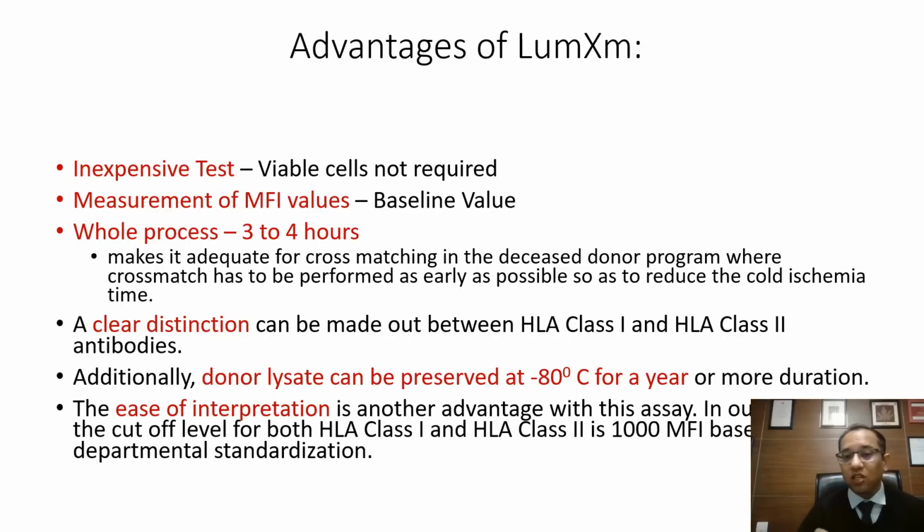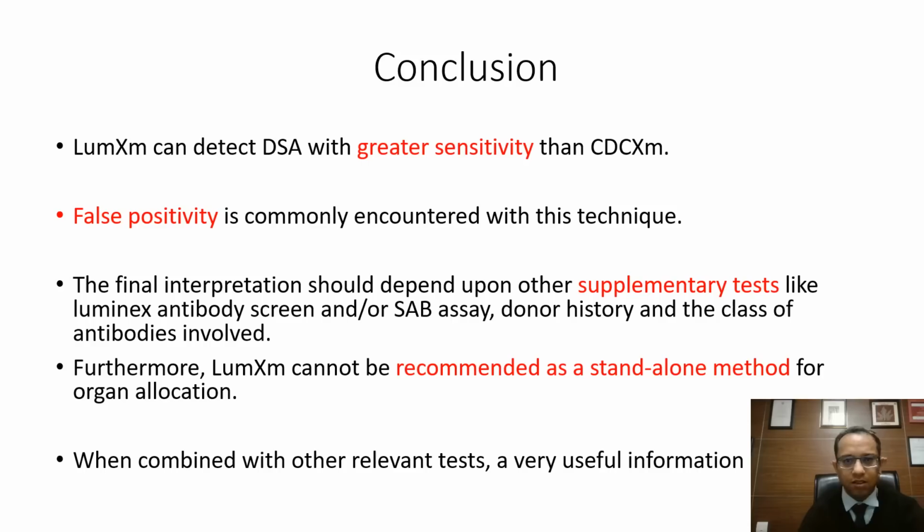The donor lysate, especially in the deceased donor program, can be preserved at minus 80 degrees Celsius for more than a year. So if you have this donor lysate with you, you can go for post-transplant monitoring. This is very important. Also, there is ease of interpretation. Anybody can interpret the score generated out of the worksheet. You can say whether this is class 1 or class 2. So if you have mastered the Luminex crossmatch, you can employ it as part of the algorithm or the tests that you do for pre-transplant testing, especially in renal transplant patients.